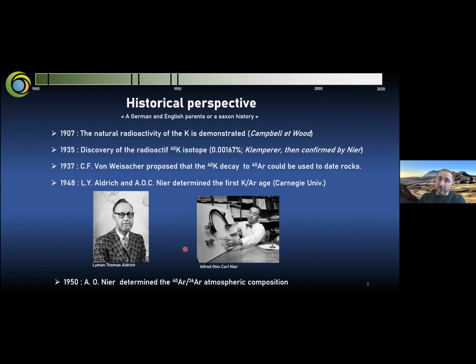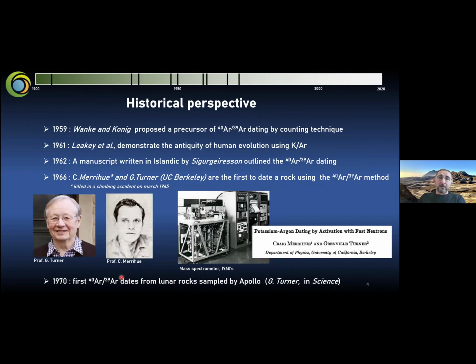One of the main problems and the main goals in our science is to determine the radiogenic argon present in our rock. And to do that, we need the atmospheric composition. And it was only in the 50s that Nier determined the first atmospheric composition of the atmosphere. Rank and Koenig in 1959 proposed the first precursor of potassium-argon using counting techniques. And using potassium-argon, Leakey demonstrated the antiquity of human evolution very early in the 60s.